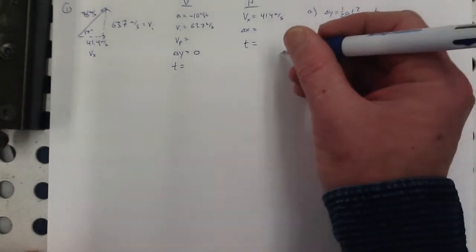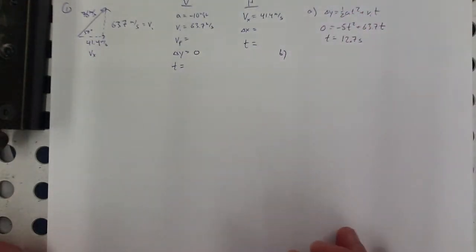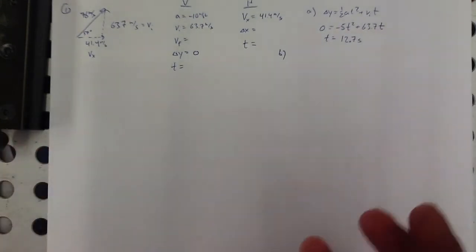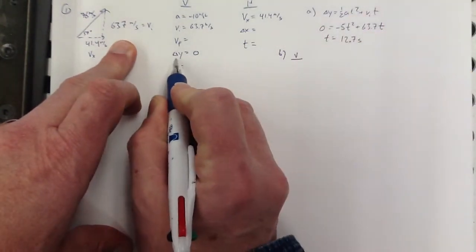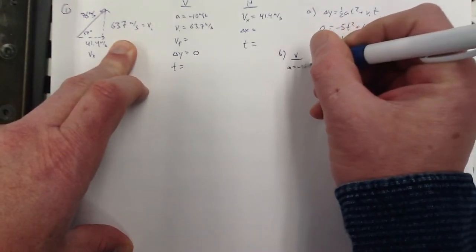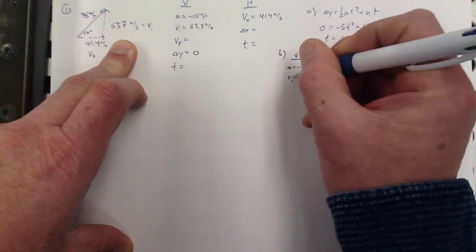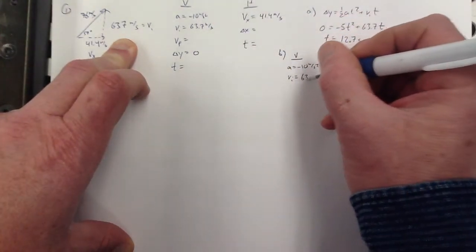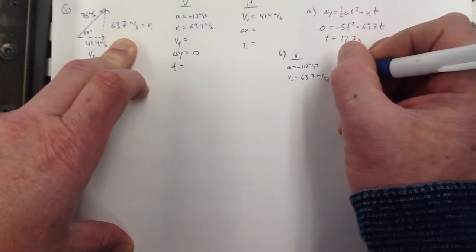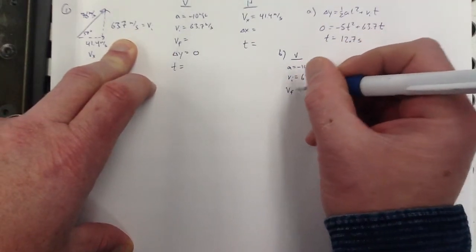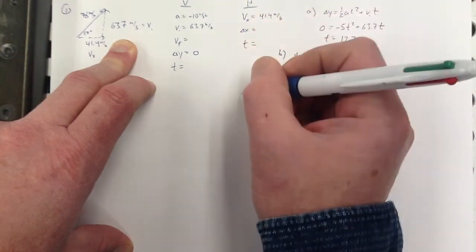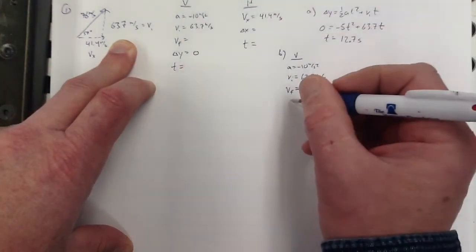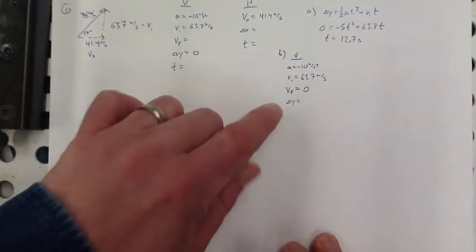So part B, what's the maximum height the ball reaches? There's a couple of ways to do that. The way that I'm going to show you is to do the max height, then my delta y is not 0 anymore. This is still negative 10, of course. The initial vertical velocity is still 63.7 meters per second. The final velocity when we reach max height is 0, because that's where it goes from going up, positive velocity, to down, negative velocity in the vertical direction. And I'd like to know what that delta y is.